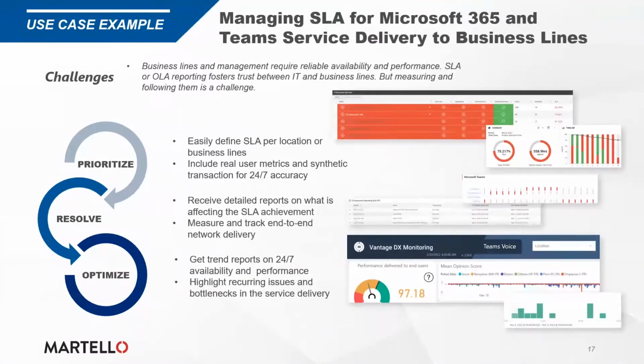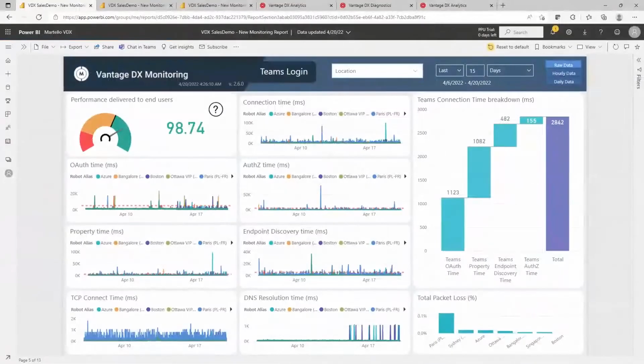If you want to track the service delivered by Microsoft, you need to test it the same way they do, which is from inside their cloud. Vantage DX robots perform synthetic transactions that test and provide the same KPI that Microsoft uses to calculate their SLA, and then presents the information into dedicated dashboards. So let's take a look at what those look like. So for Teams login, for example, here you can see what one of our dashboards looks like, calling out all the metrics that the robot reported back when it tried to log into Teams.